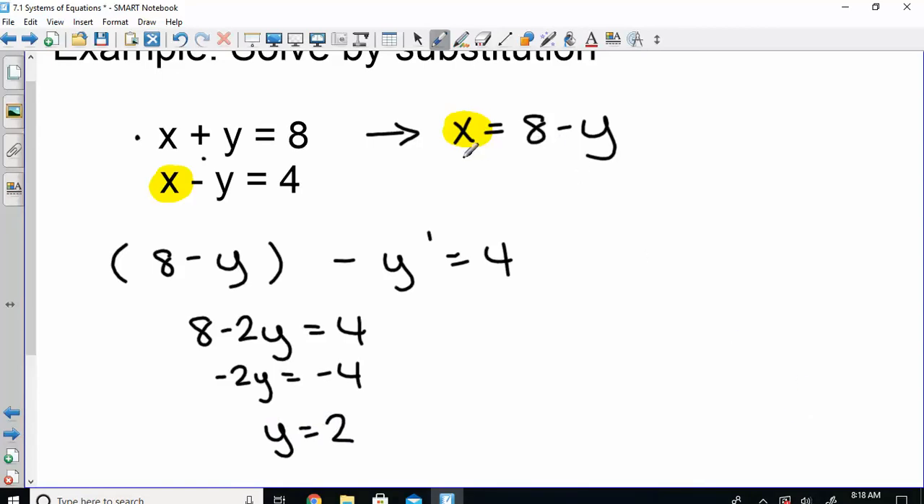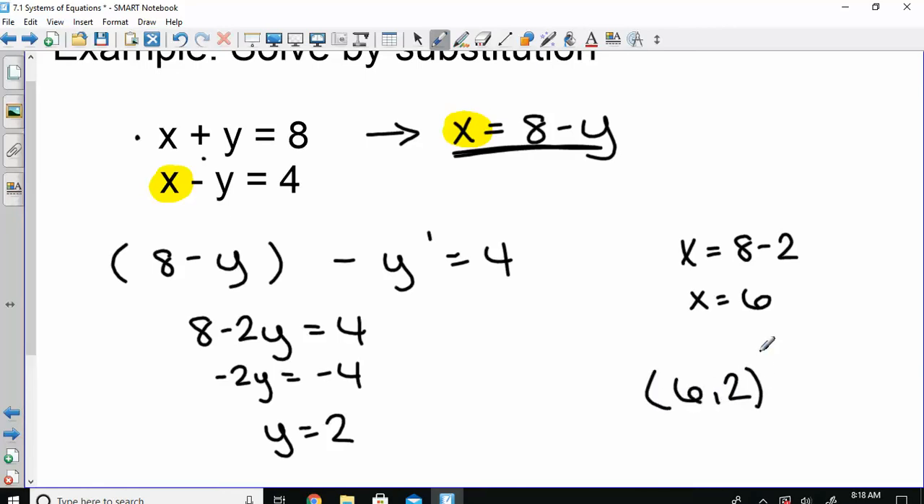To find x, we can just plug that in. X is 8 minus y, which was 2, so my x is 6. And then I would like for you to write your final answer as an ordered pair. X comma y, so 6, 2. Nice thing about these, they are easy to check, see if you got the right answer. You can plug them back in. X plus y equals 8, so 6 plus 2 equals 8, that works. X minus y, so 6 minus 2 is 4. So I can easily check that I have the right answer here.